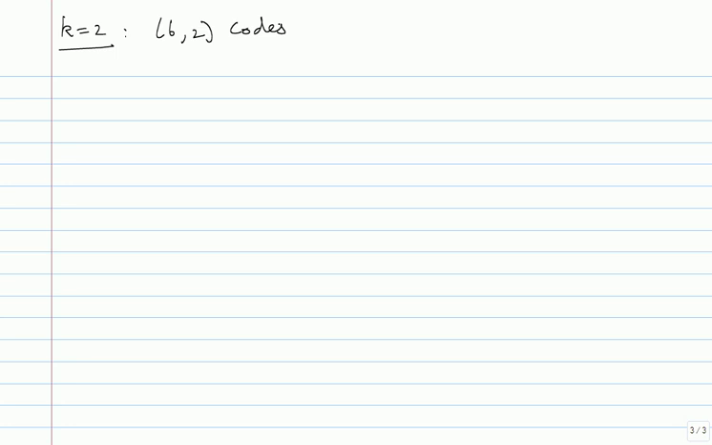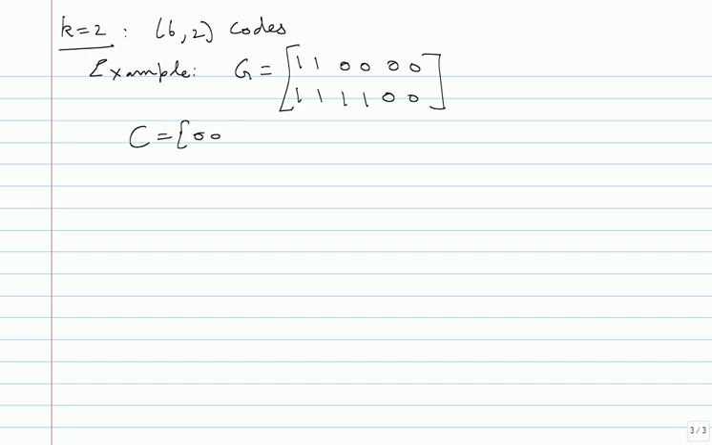We'll just see one example. I'll take G to be this matrix: 110000, 111100. The first thing I want you to do is tell me what C is. All 0, of course. What will be the other vectors? Any other vectors in C? The rows of G will obviously be codewords, so you can directly write down the rows of G.